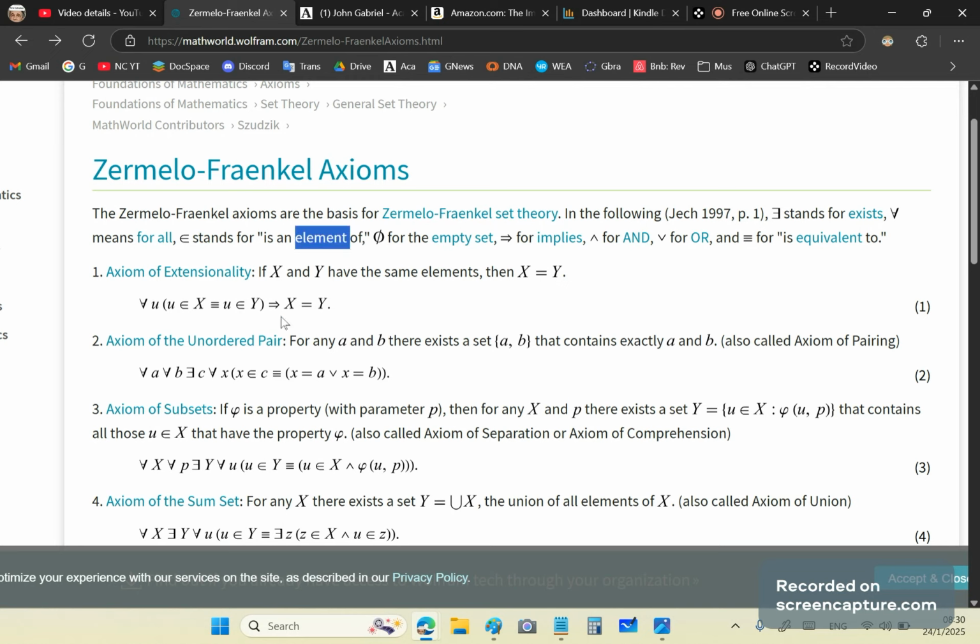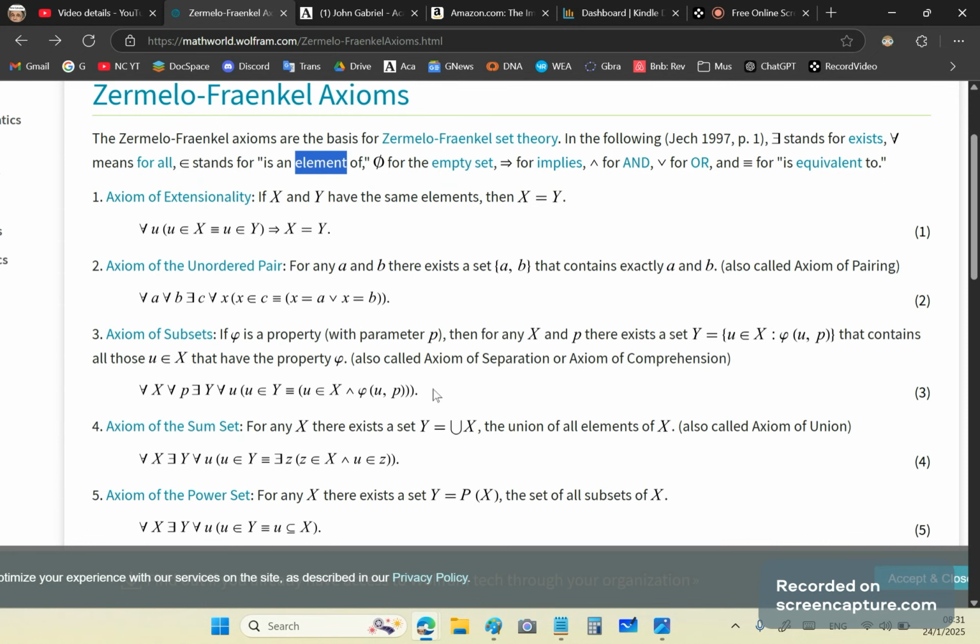Okay, and then the first thing says if X and Y have the same elements, then X is equal to Y. But element is not defined. And guess what? Element in set theory is the same as set. Okay, in other words, it's all circular bullshit from beginning all the way to the end. This is not mathematics. This is what people who have no aptitude for mathematics study.